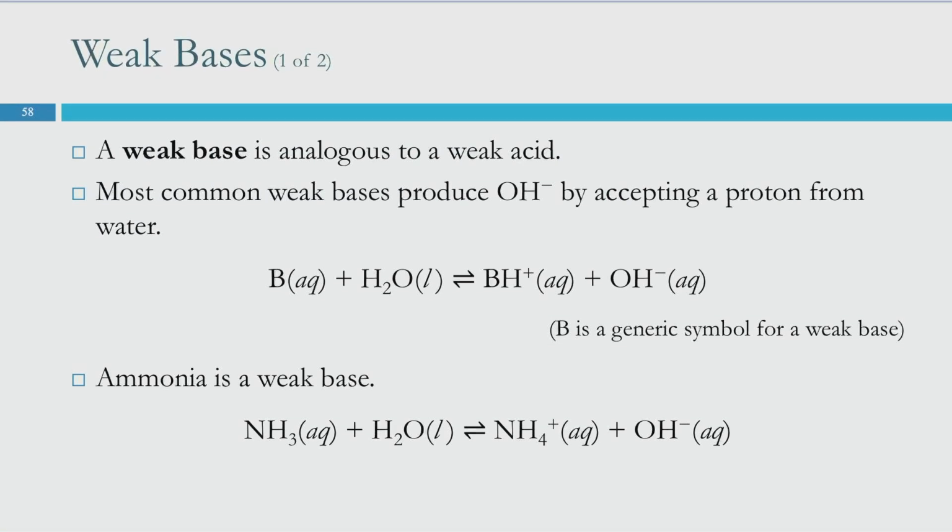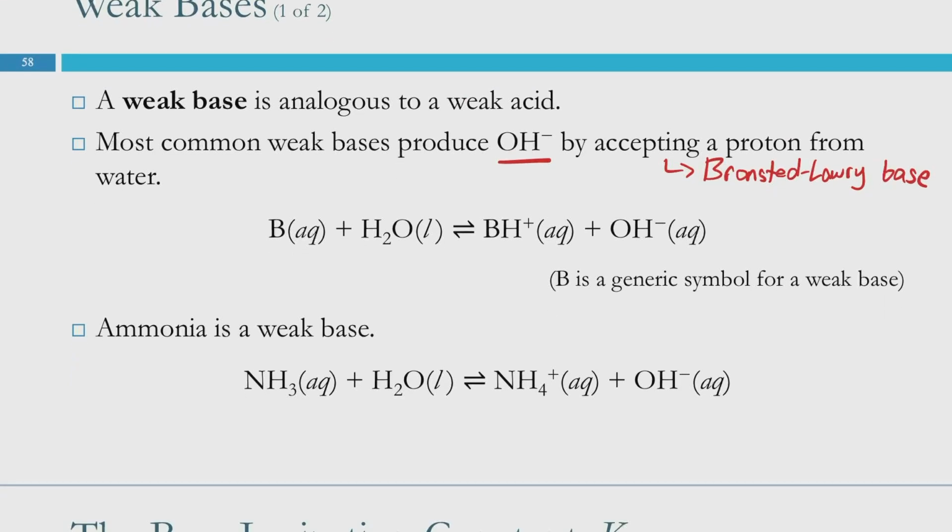A weak base is analogous to a weak acid. A lot of our weak bases produce OH minus by accepting a proton. This makes them a Bronsted-Lowry base. They accept that proton from water. In our generic equation, B is our weak base. BH plus has accepted that proton from the water and it has produced hydroxide, sort of indirectly. So it's not an Arrhenius base, but it is a Bronsted-Lowry base.